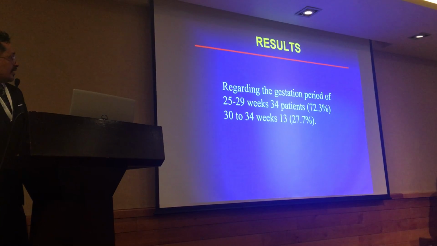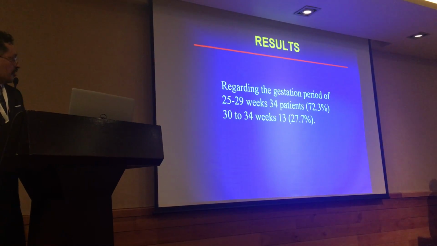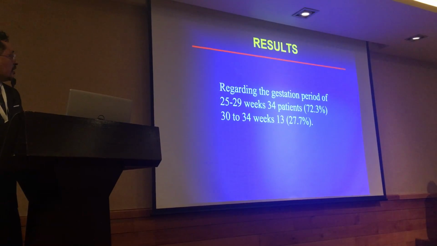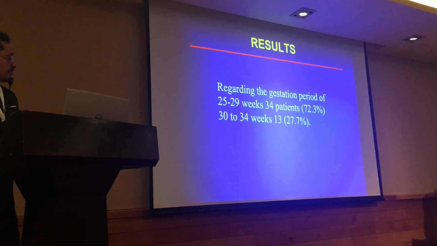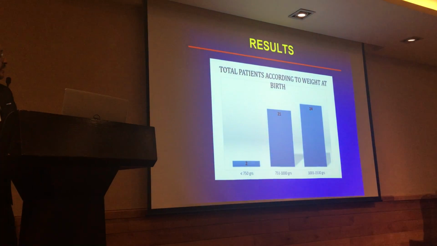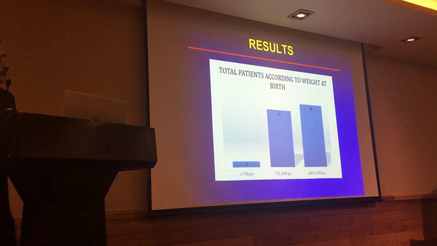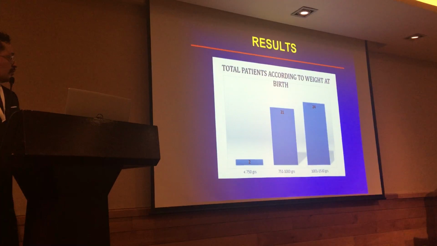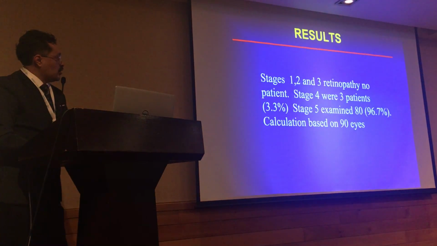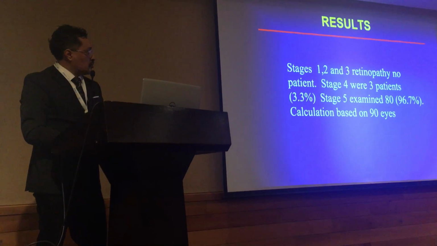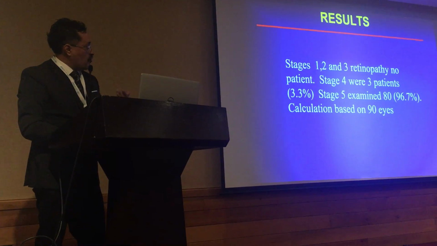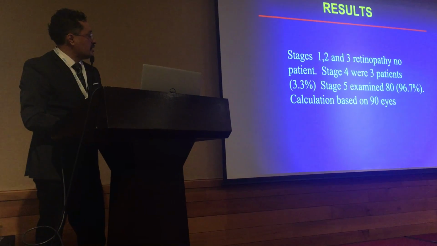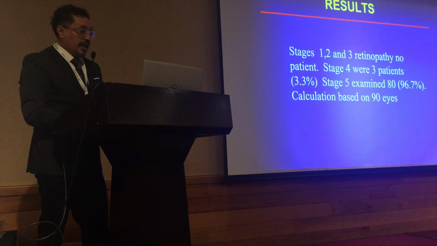This is regarding the gestation period. The main is 25 to 29 weeks, 34 patients. And this is according to the birth of the patients that we included. And we don't have a stage 1, 2, or 3 retinopathy of prematurity. We have in stage 4, 3 patients, and in stage 5, 80 patients.